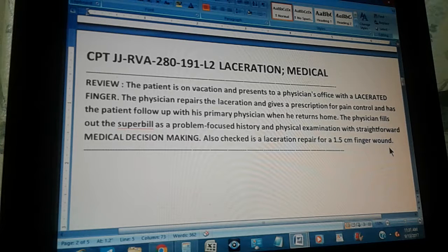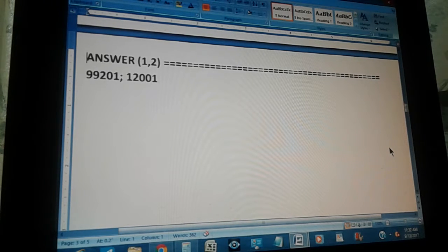Now we are going to count to 3, so you can pause the video and give us the CPT code or codes for this complete visit and treatment. 1, 2, 3. Okay, there are two answers. The first code is the E&M code, which is 99201. The second code is the code for the treatment, 12001. So you got that? Congratulations. You can go to the next video. If you didn't get it, let's just give you a couple of tips.